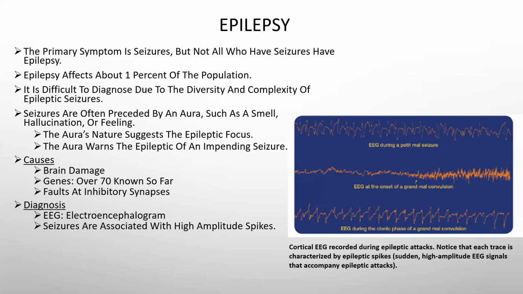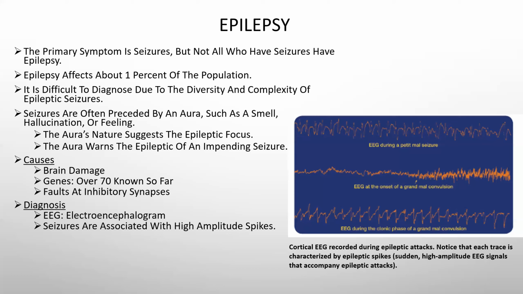Okay, seizures are often preceded by an aura, such as a smell, maybe hallucination, or maybe a feeling. The aura's nature suggests the epileptic focus. Okay, so if it is a smell, then the focal point or foci might be in the olfactory lobe. Okay? If it's something that's visual, then the focal point might be in the occipital lobe. The aura warns the epileptic of an impending seizure.